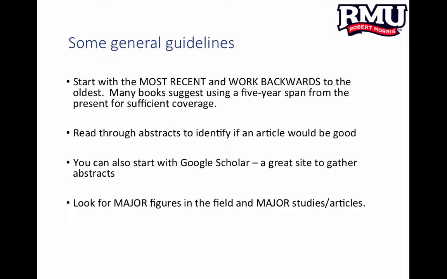What you often want to do is start by reading through abstracts rather than reading through the whole article, because by reading through the abstract you can really get a feel for what's going on in that article. And a good way to read through abstracts is to go to Google Scholar. So you can go to Google Scholar instead of going to the RMU library. You could start at Google Scholar, and it's a great site to gather abstracts.